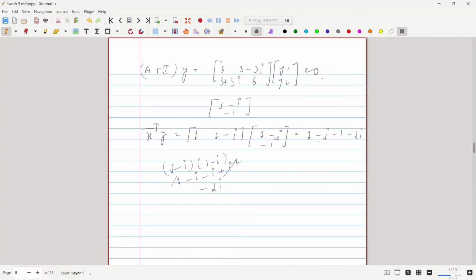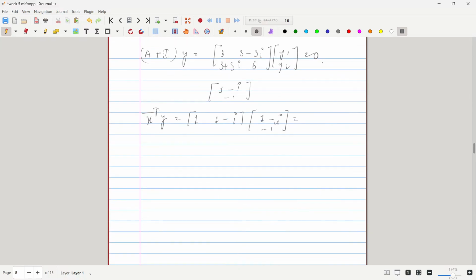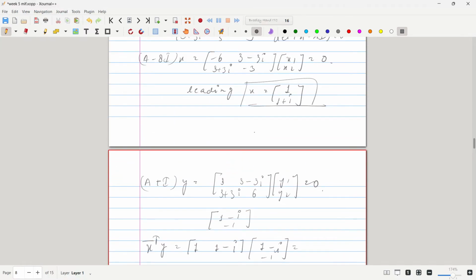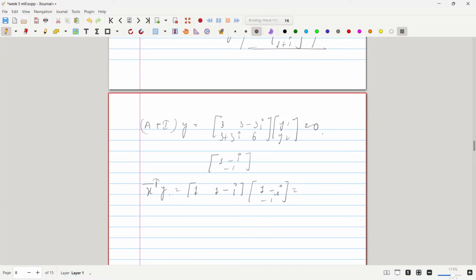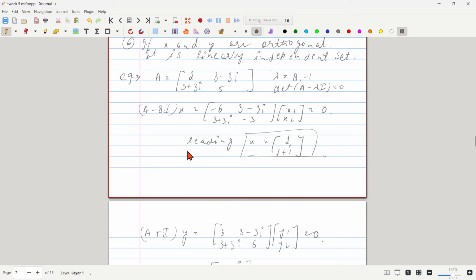Wait. The first eigenvector was 1 and 1 plus iota. So the conjugate will be 1 and 1 minus iota. And y is 1 minus iota and minus 1. So the inner product is 0. Like, the inner product of both the eigenvectors is orthogonal. So this is how you find the eigenvectors and then find the inner product. Okay.